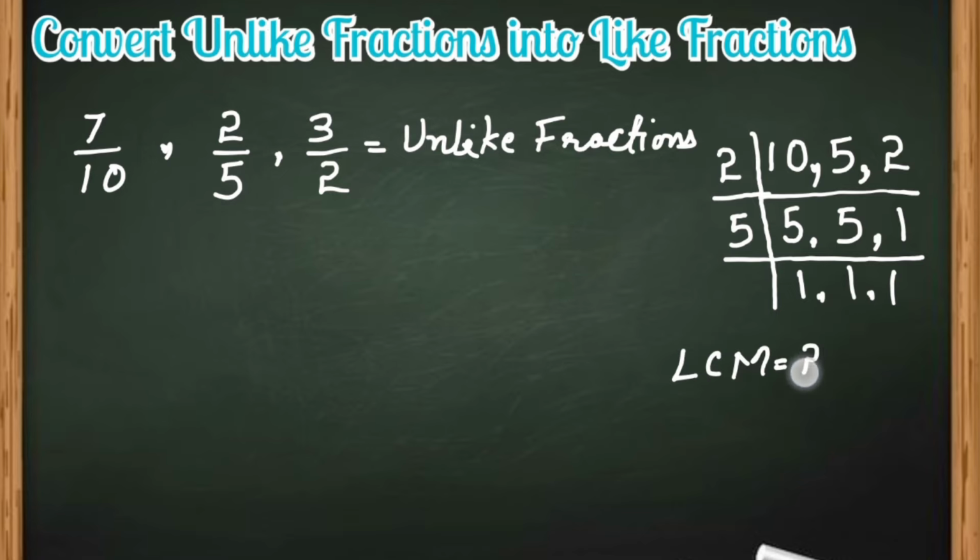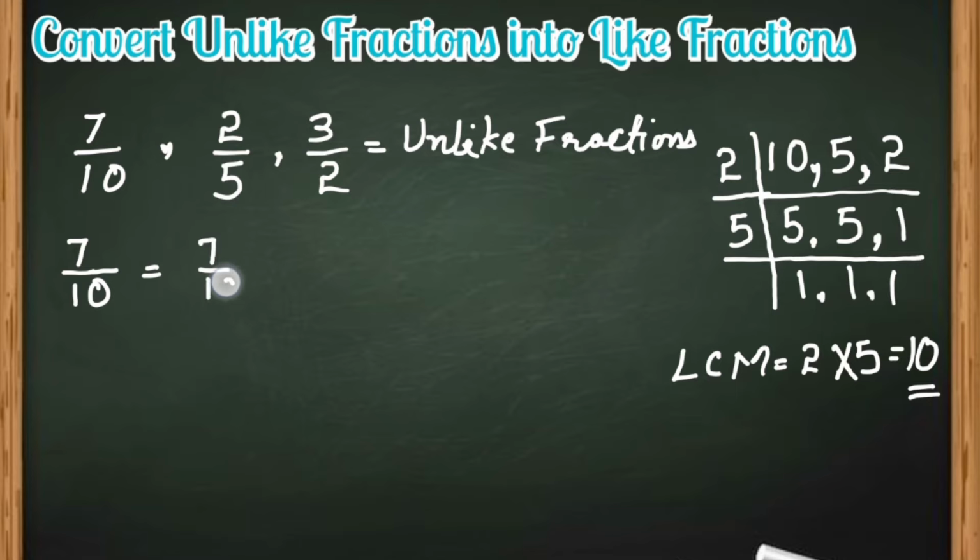Now by multiplying the factors that we have got, we'll get the LCM. So LCM is equal to multiply the factors by which we have divided the denominators, that is 2 and 5, multiplying them we will get 10, which is the LCM. Now we have to make all the denominators as the LCM we have got. To make the denominators as 10, we will use the equivalent fraction method.